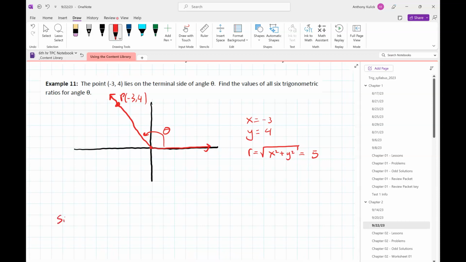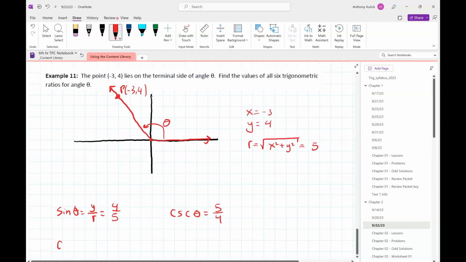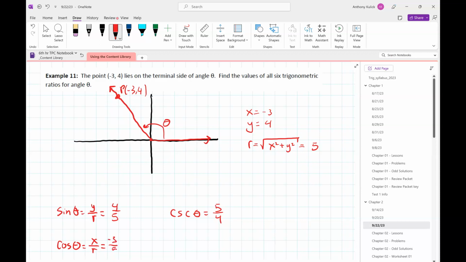Okay. So sine theta is y over r. So that's going to be 4 over 5. If I have sine theta, I can do cosecant basically for free because I know that they are reciprocals. So cosecant is 5 over 4. I know that cosine of theta is x over r. So that's going to be -3 over 5.